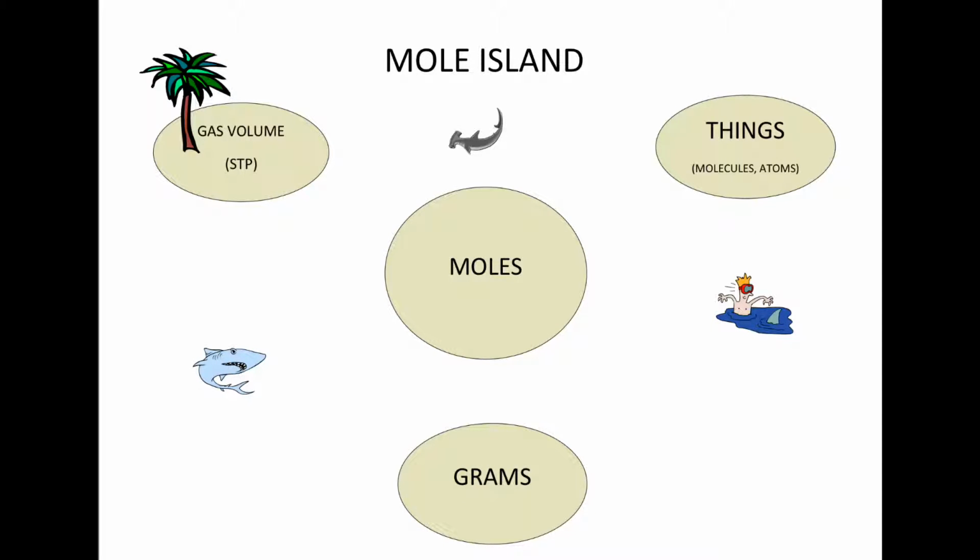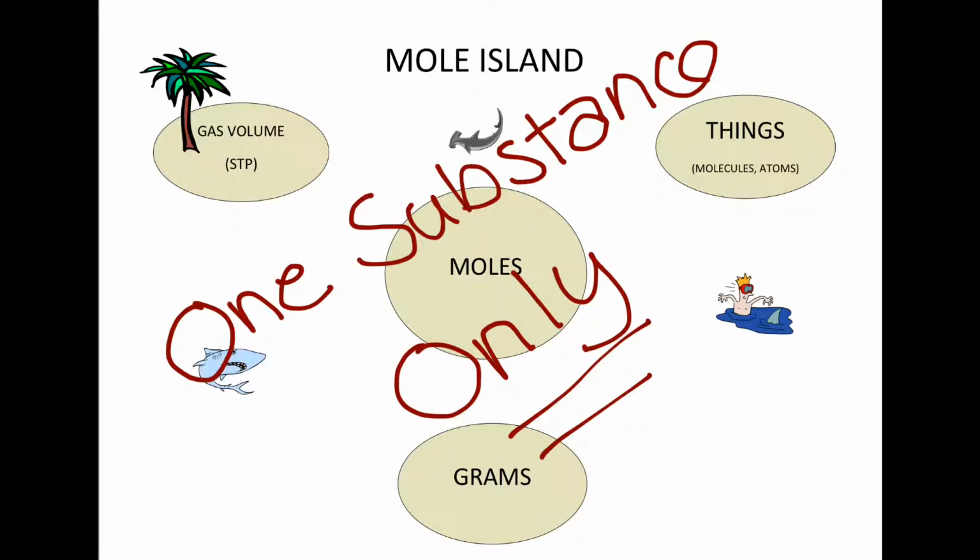Hello again. We learned how to use Mole Island to convert moles to grams, things, and gas volume. But it's important to note that that is for one substance only. What happens when we're comparing multiple substances in a chemical equation?